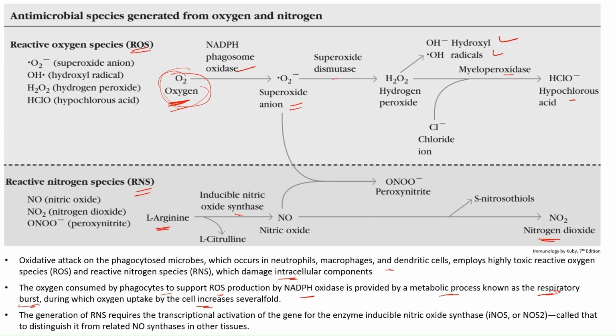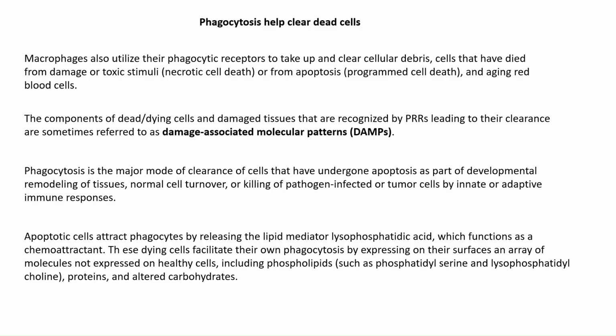Now the generation of RNS, that is reactive nitrogen species, requires transcriptional activation of some genes for the enzyme inducible nitric oxide synthase. That means for the production of this enzyme, they require the transcriptional activation of certain genes. So because of reactive oxygen species and nitrogen species in the lysosome, the cells or the microbes are killed.